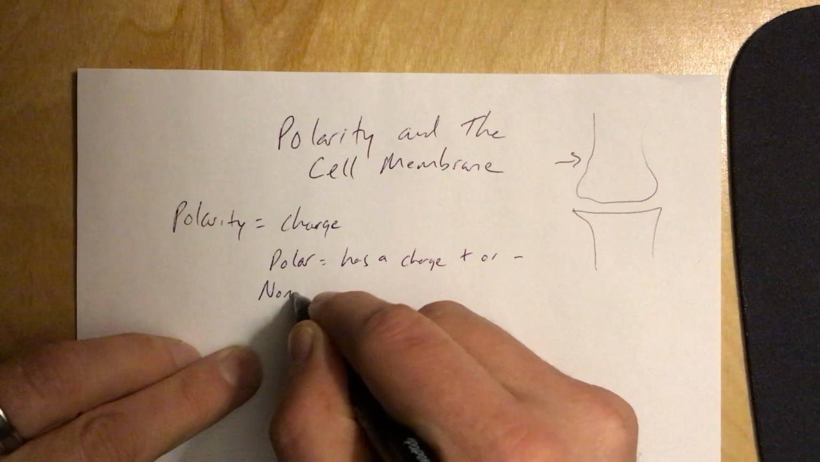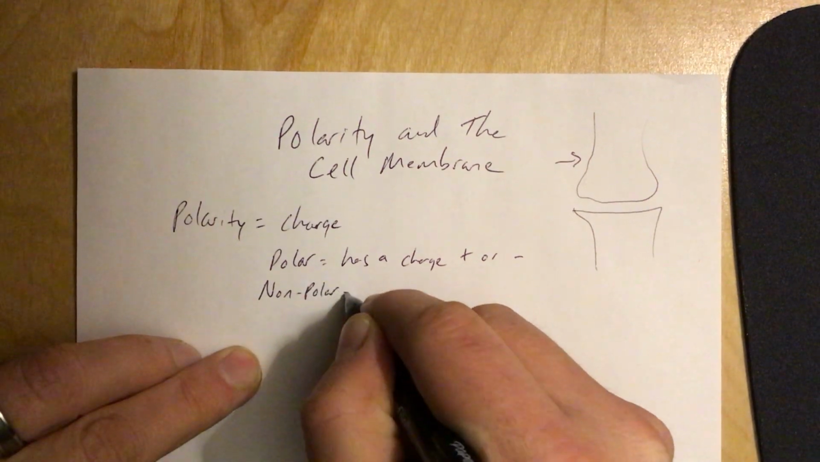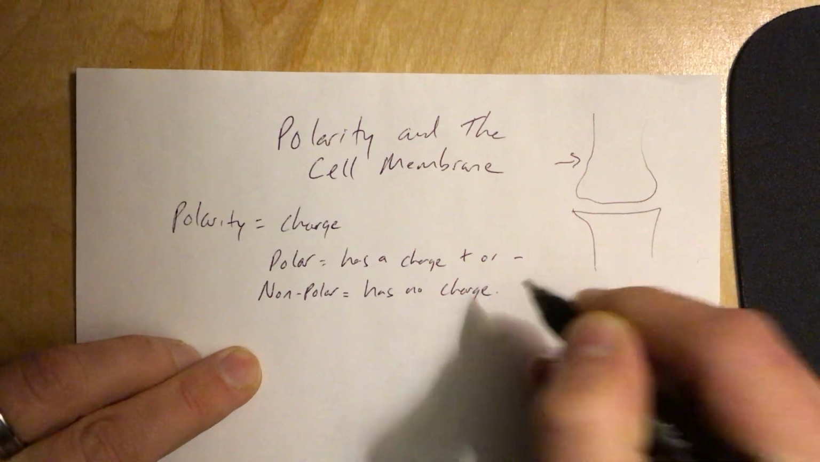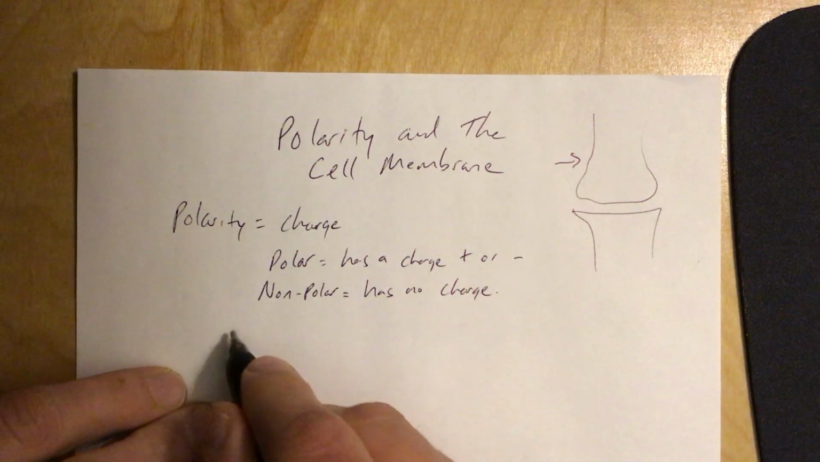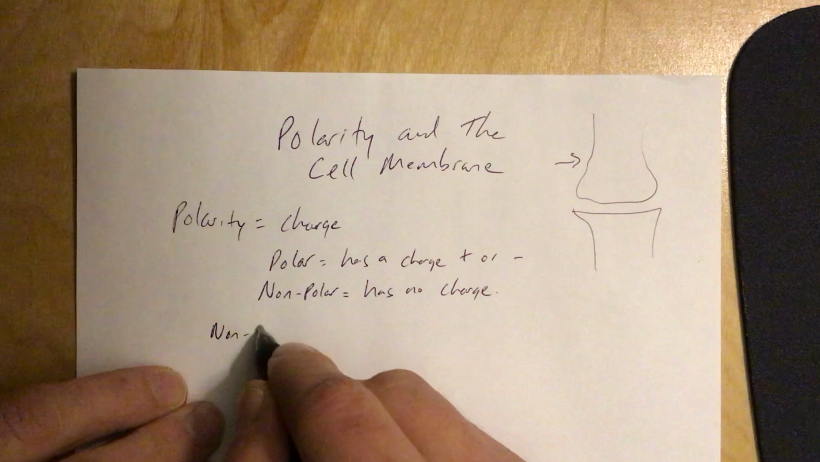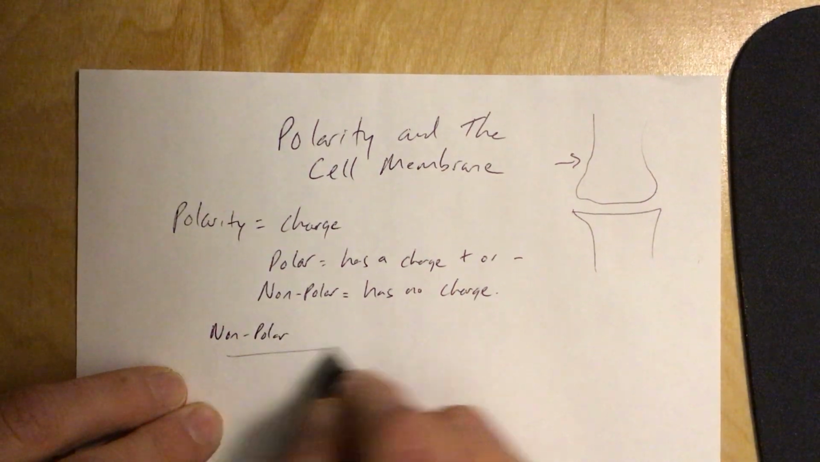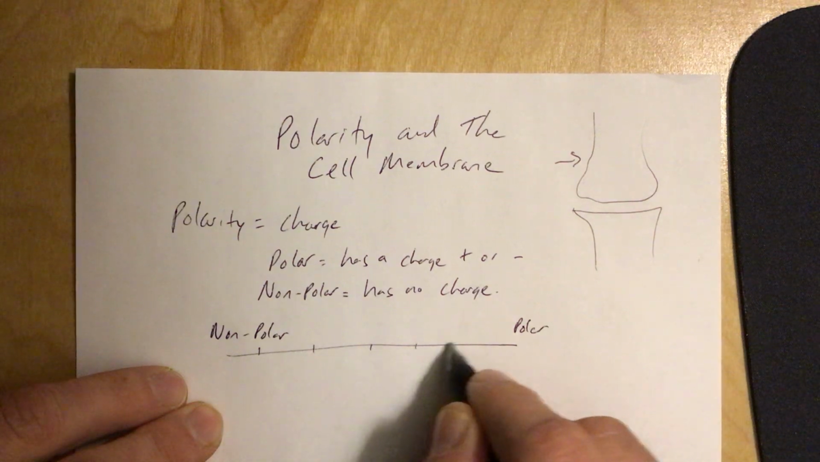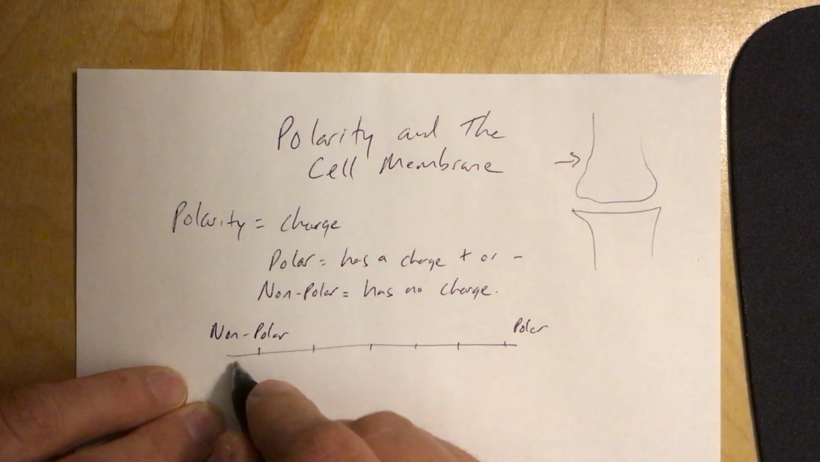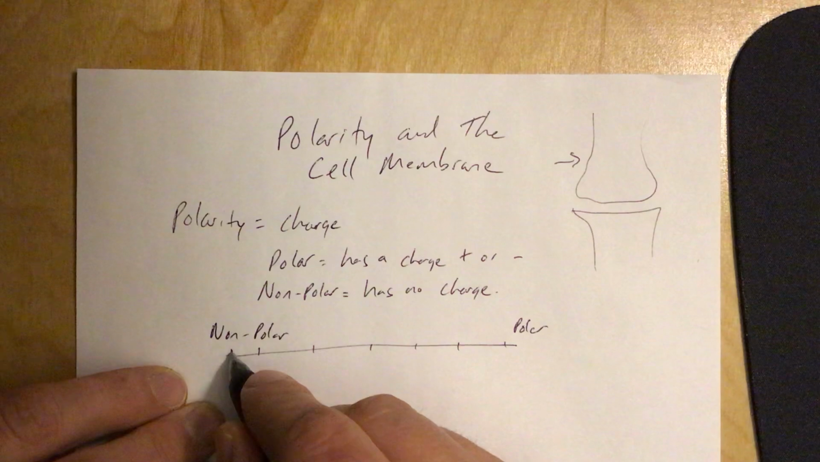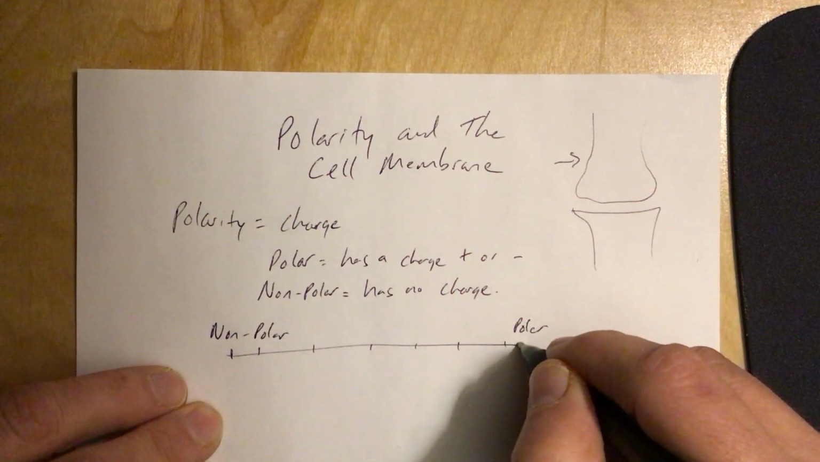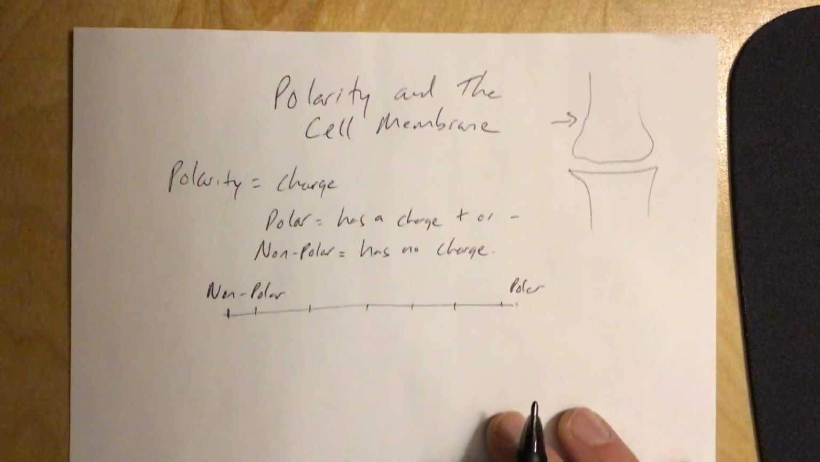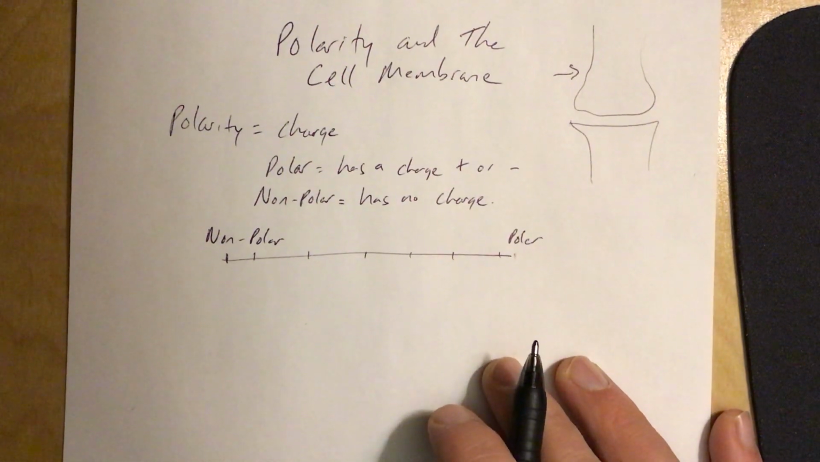Where if something is nonpolar, it has no charge. And it's not like an all or nothing thing. There's a range between nonpolar and polar, so you can kind of fall somewhere on this range here. There are things that are completely nonpolar, and there are things that are highly charged, and there's everything kind of in between the two.